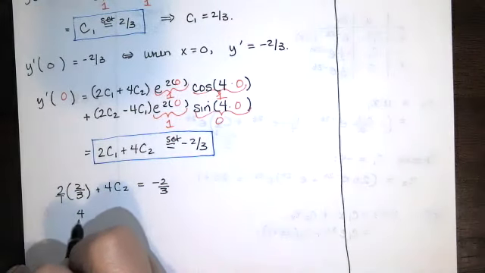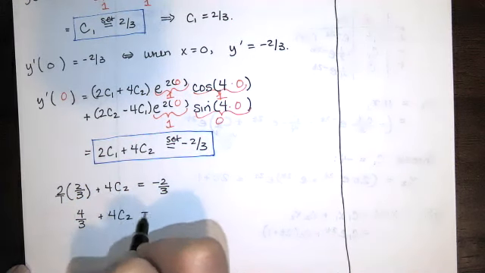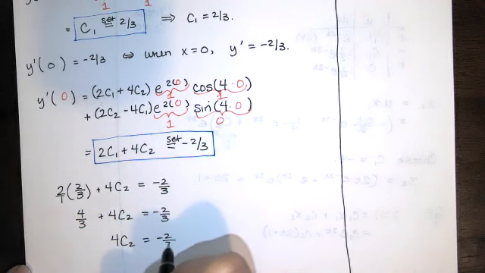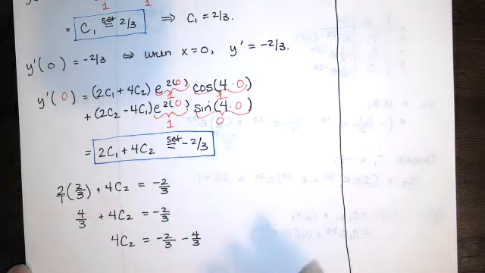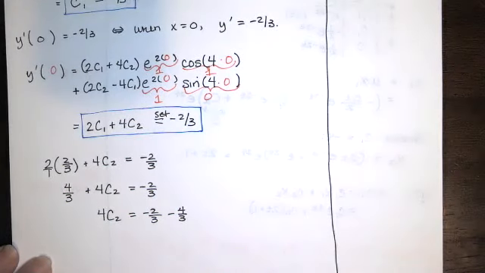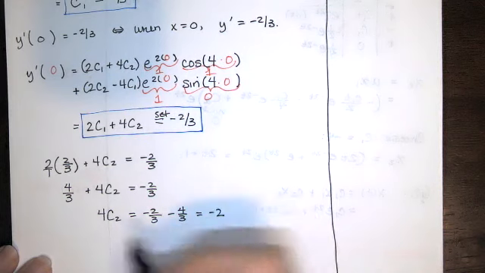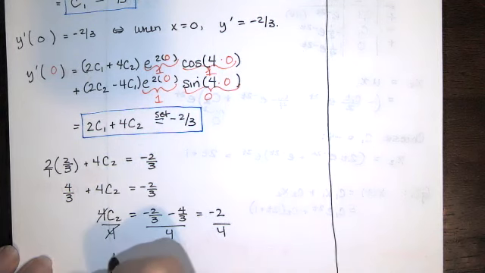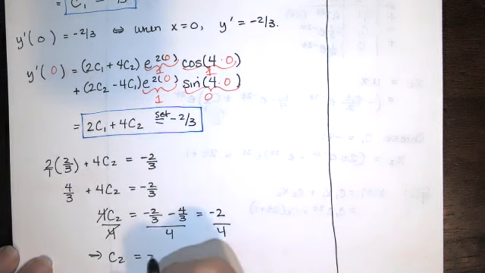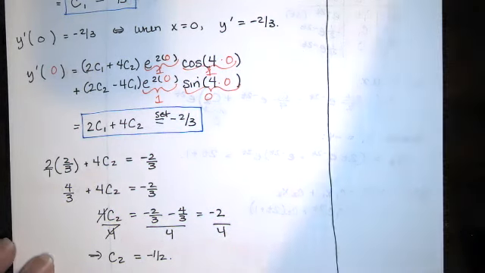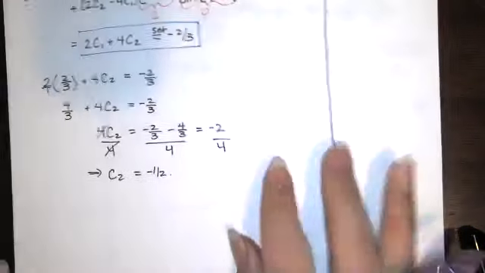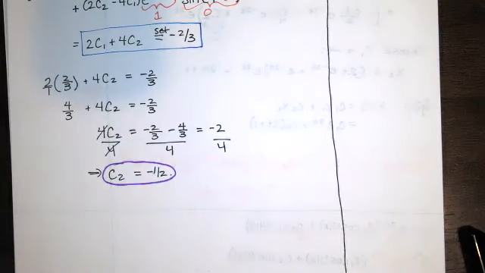So that's going to be 4/3 over here, plus 4c2 equals -2/3. And then you want to subtract 4/3 from both sides. So we've got -2/3 minus 4/3, that's -6/3, which is -2. Divide both sides, or all three parts of this equation, by 4 to get c2. And you have c2 equals -1/2. Okay, so we know what c1 and c2 have to be. c1 is positive 2/3 and c2 is -1/2.